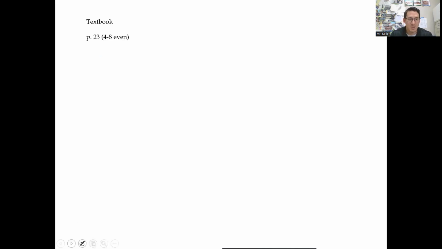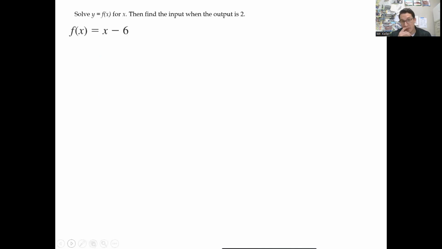There's an assignment from the book, and moving right on. So here, we are going to find the inverse algebraically. So solve for y equals f of x for x, then find the input. So all we're doing is finding the inverse.